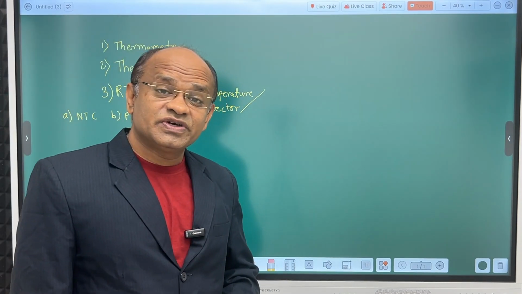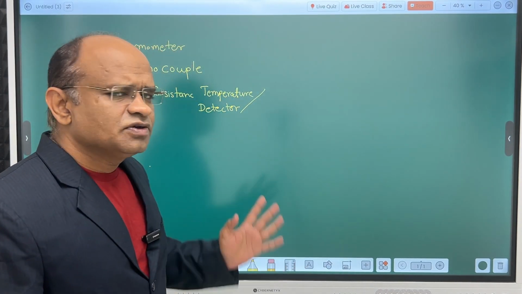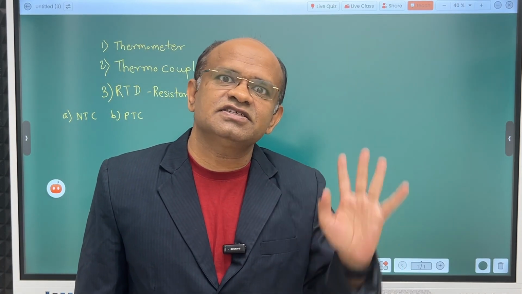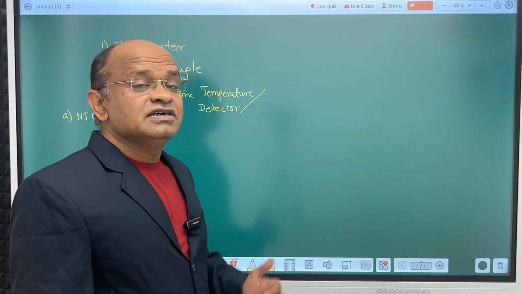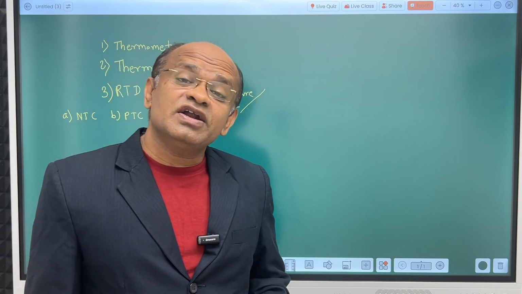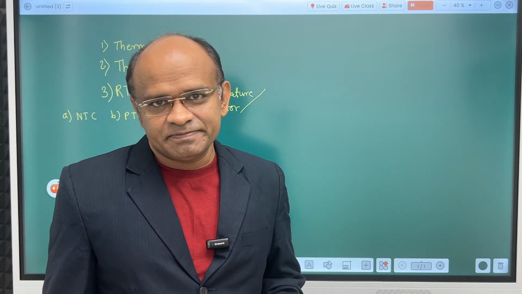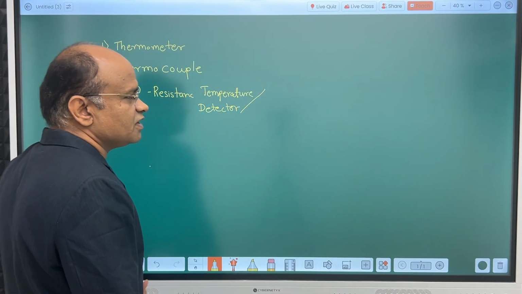Now, next thing: we cannot use thermometers everywhere. Wherever there is high temperature, let's say 1000 degrees, our thermometer will burst. So that is why other temperature sensors were developed. The second is the thermocouple. Now what is a thermocouple, you will ask me?